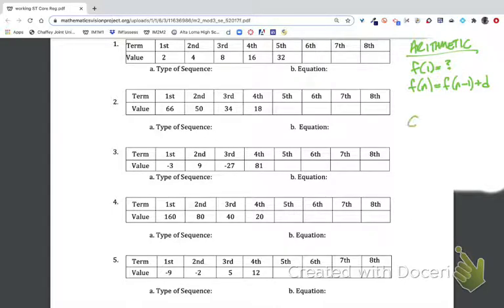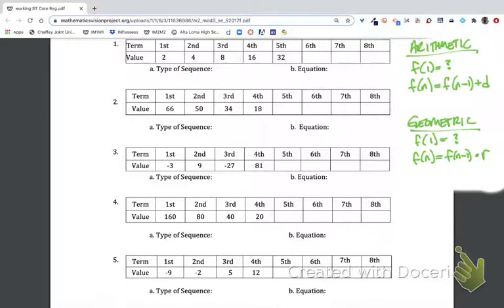If it's a geometric sequence, so we're multiplying, we will again define our first step, and then to find our next step, take the one right before it and multiply that common ratio.